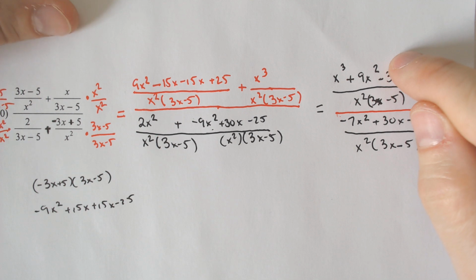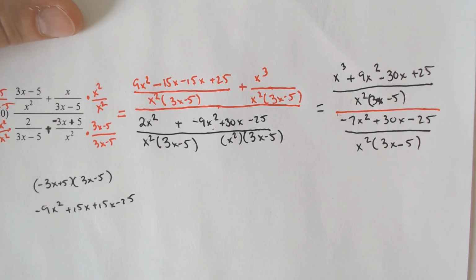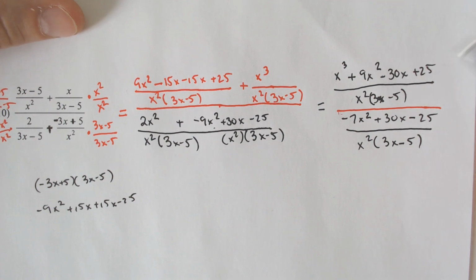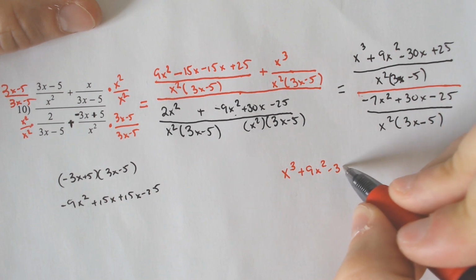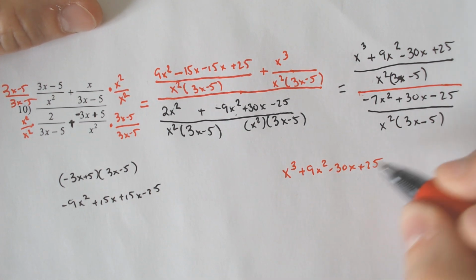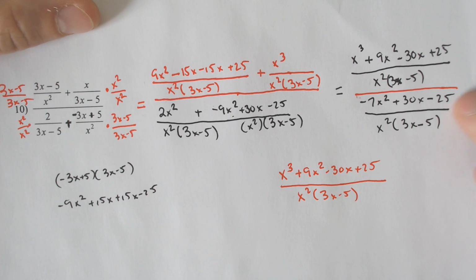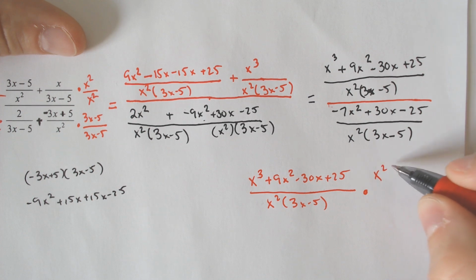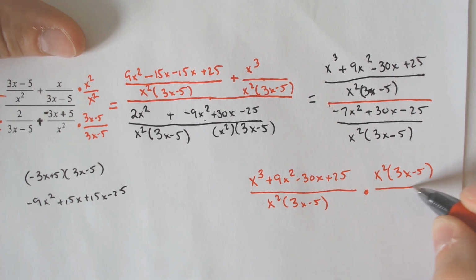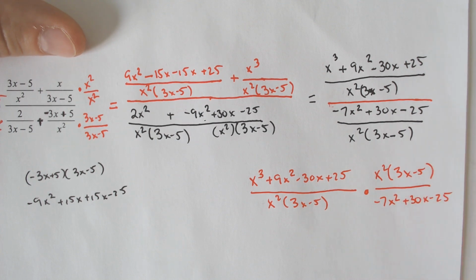So we got this part, which is a fraction divided by a fraction, which means we have to flip and multiply. If we flip and multiply this, then we might end up with something that does something. So let's see what happens here. If I have x to the third plus 9x squared minus 30x, I'm rewriting a lot of things, plus 25 over x squared and 3x minus 5, I'm flipping and multiplying by this because that's what I'm dividing by. So it's going to be x squared, 3x minus 5 on the top of the fraction now, and the negative 7x squared, the positive 30x, and the minus 25.